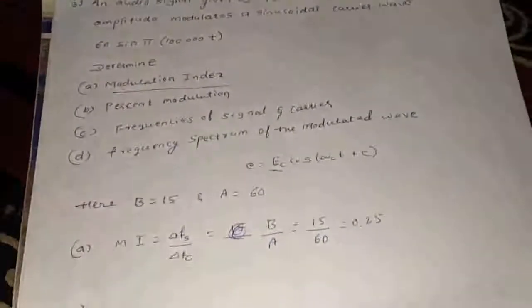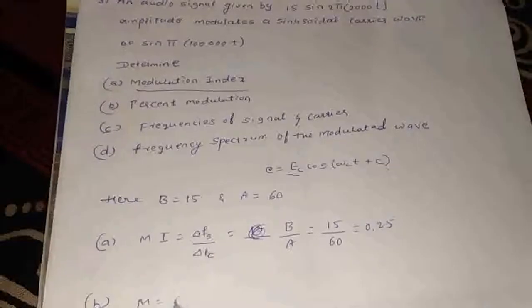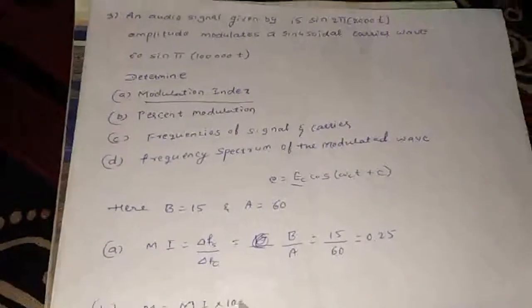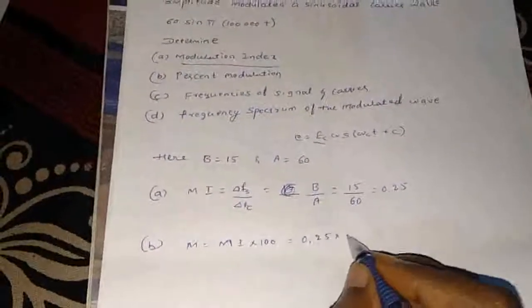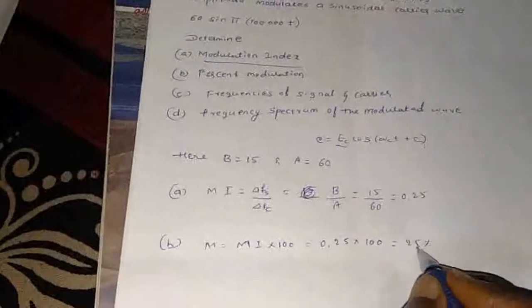And second one, the percentage of modulation factor. We know the percentage modulation index is the modulation index into 100. The modulation index is 0.25, so the percentage of modulation factor is equal to 25 percent.